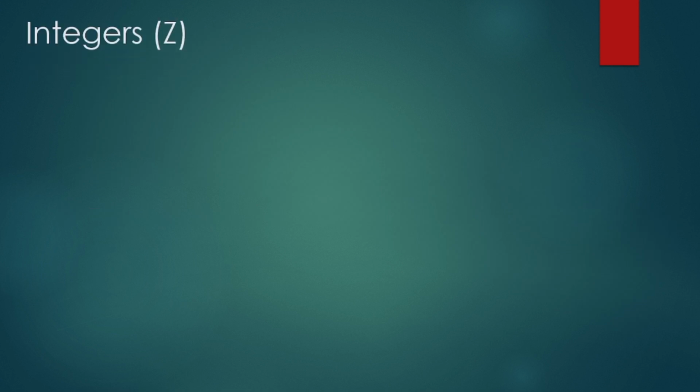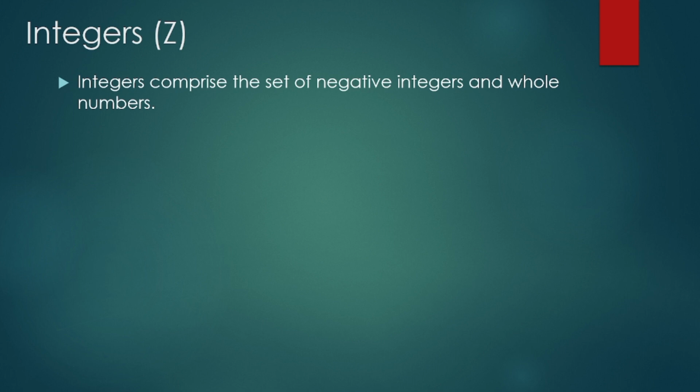Next, we have the integers. Pag sinabi natin, yung symbol natin dito ay Z. So, pag sinabi natin integers, meron po tayo ng positive and negative. Now, integers comprise the set of negative integers and whole numbers. So, ibig sabihin, yung mga whole numbers natin, nadagdagan naman ngayon ng mga negative integers.